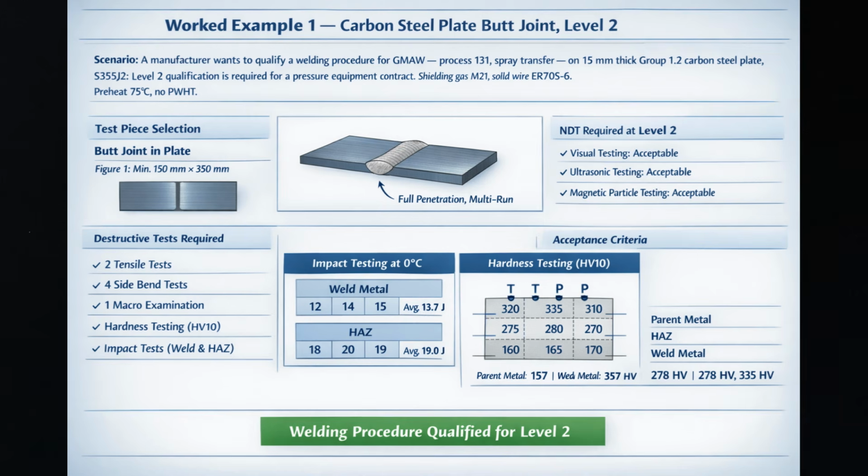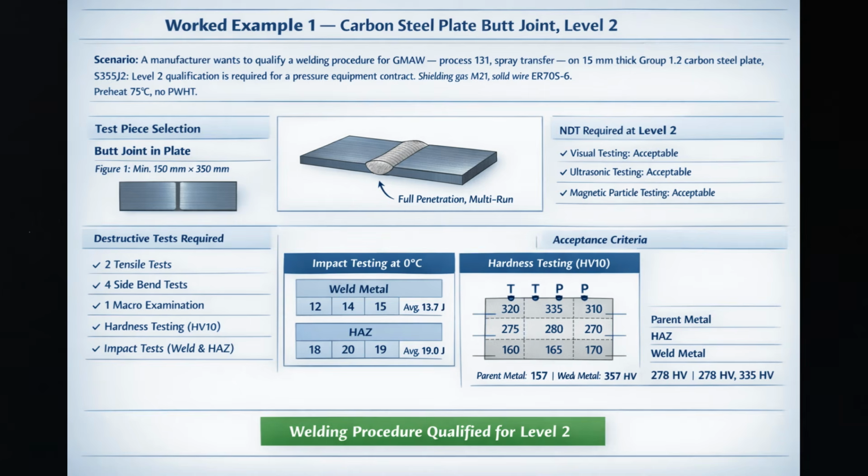1 macroscopic specimen. Hardness testing, Vickers HV10. Impact testing. Since T is greater than or equal to 12 mm and S355J2 has specified impact properties, 1 set in weld metal and 1 set in HAZ. Testing temperature to be selected by the manufacturer, typically 0 degrees Celsius or minus 20 degrees Celsius for S355J2.